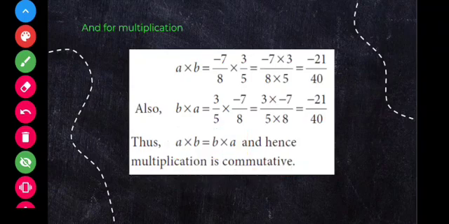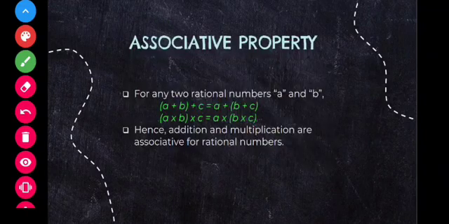So finally, what do we mean by commutative? If you multiply A and B in both forms, which means A into B and B into A, they will give you the same answer. The same goes for addition also. Okay, so let's get to the next property, which is the associative property.